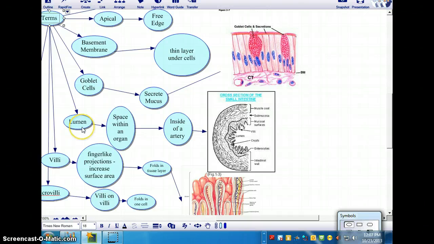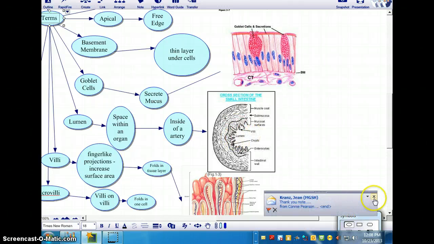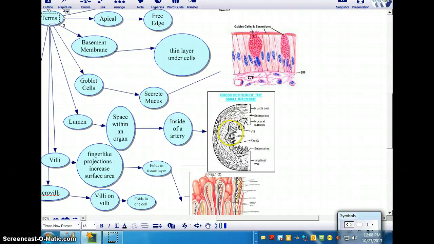The lumen is another term that applies to some epithelial tissue. And basically, if the tissue makes a circle, the hollow space in the middle of that would be the lumen. So its definition is the space within an organ. An artery would be an example, your intestines, the inside of your trachea. So this picture shows you the lumen on the inside. It shows you villi, which we'll get to later, little folds. And if you imagine that the rest of this diagram was completed, you'd have this hollow space in the middle. The hollow space is the lumen.